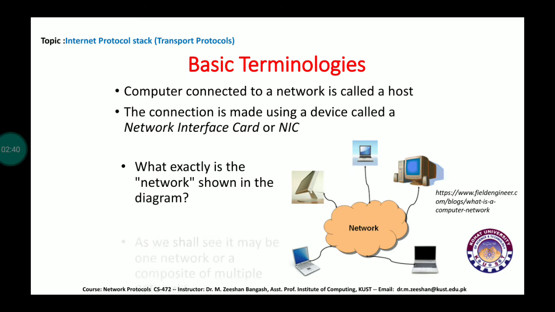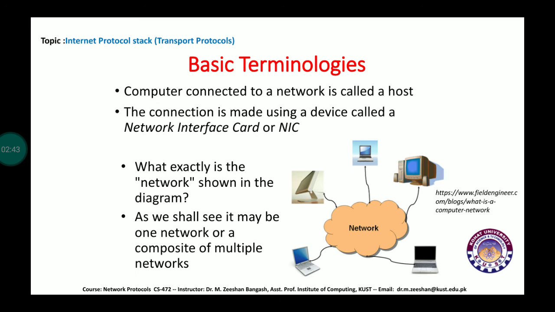So this diagram shows basically one network, or a composite of multiple networks, that comprise the Internet scenario. Here in this diagram, the different computers are connected to a network, and these hosts might be communicating over the network, and they may be part of their independent networks, so that comprises the Internet.